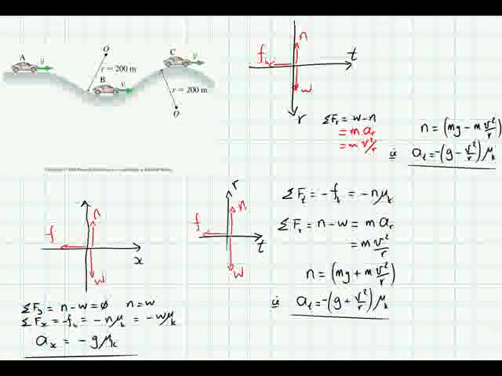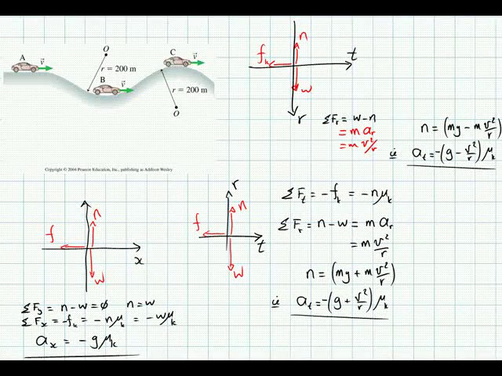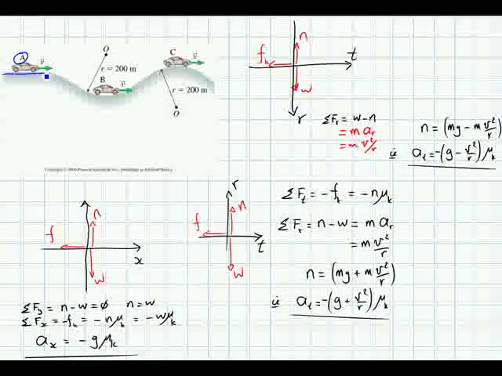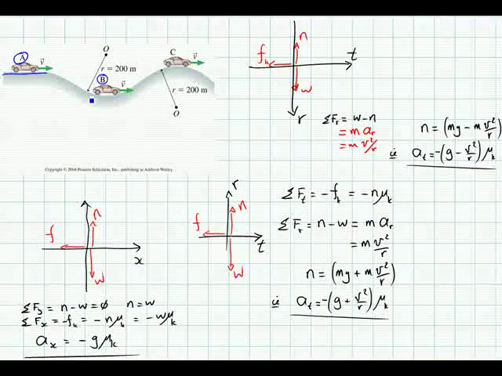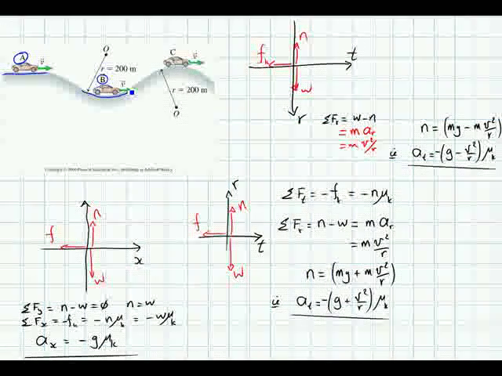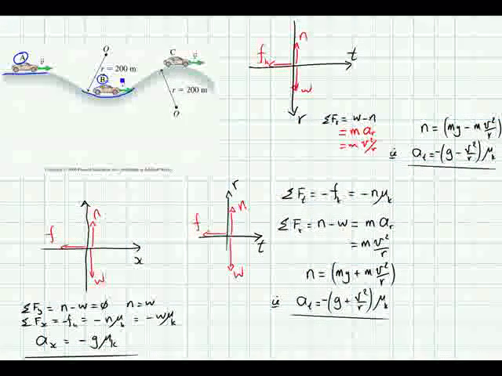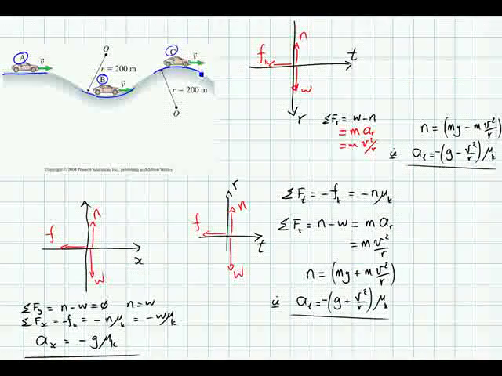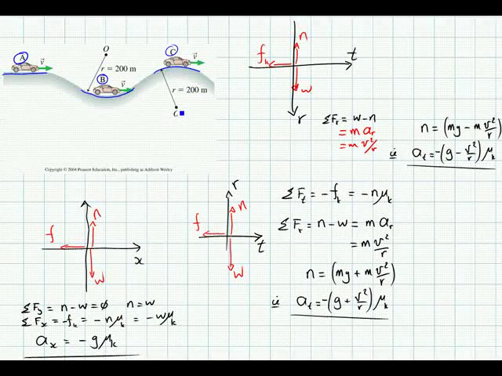Let me walk through one final example here. Now I've shown our car. Let me switch the color of my pen. In three situations, A, B, and C. A is when the car is moving along the horizontal surface. B is when it is moving in a dip. It's a dip of 200 meter radius. And then situation C is when it's going over a hill of a 200 meter radius.